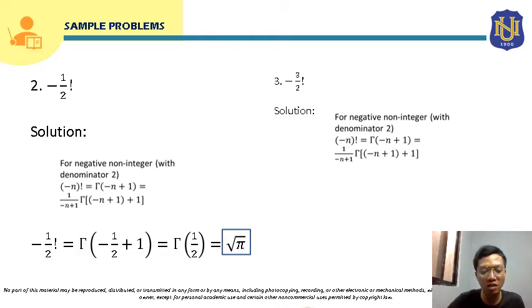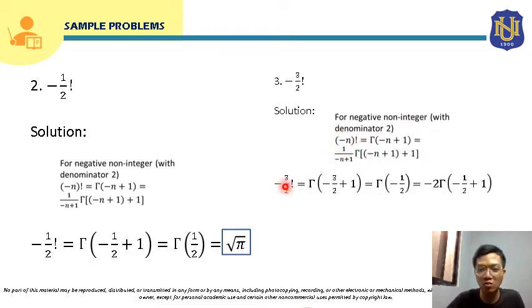Now, for number 3, this is negative 3 halves factorial. This is a negative non-integer with denominator 2, so we will apply this. Applying this, we rewrite it this way: negative 3 halves factorial is equal to gamma of negative 3 halves plus 1. If we simplify this, negative 3 halves plus 1 is negative 1 half. So this will become gamma of negative 1 half.